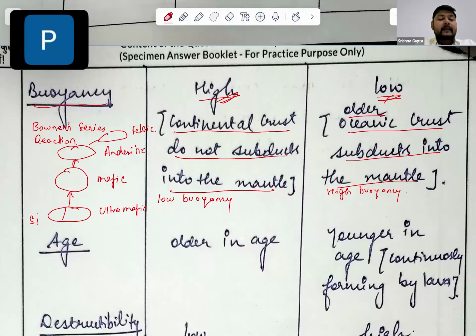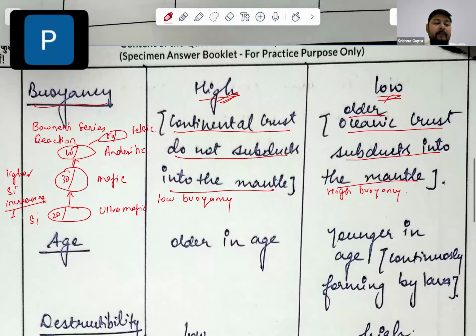For example, if it is 20 here, it will be 30 here, 40 here, and 50 here. So we see that a series of reactions takes place and it results in buoyancy also. Here the magma becomes lighter as the silica increases. Because of the increase in silica, the buoyancy is increasing here.